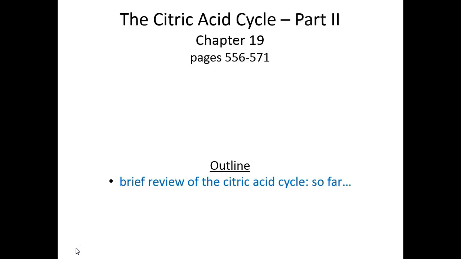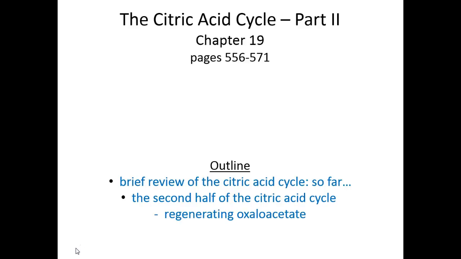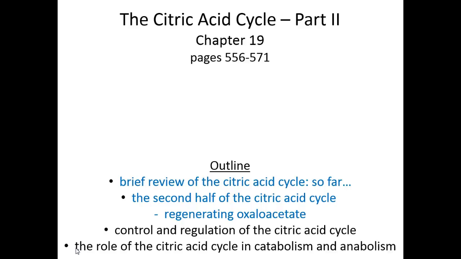Let's get ourselves on the same page and discuss the citric acid cycle's first half so that we understand where we're heading into as we go over the second half of the citric acid cycle. That'll be it for this chunk. We'll complete the citric acid cycle, bring ourselves all the way around to oxaloacetate, and then the second chunk will be to discuss and describe how the regulation of the citric acid cycle is achieved by the cell.